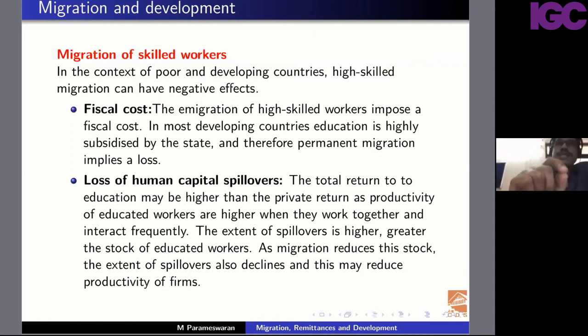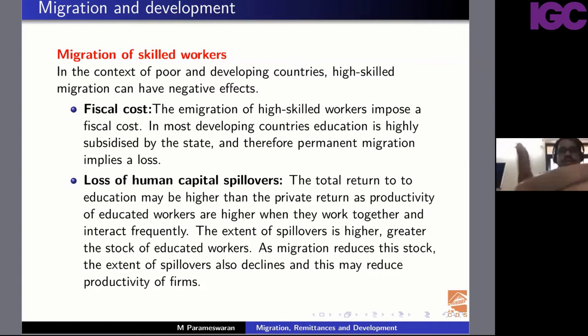Second thing is that if specially trained people are moving out, it may reduce the ability to supply some of the very technical services in the countries of origin. For example, you may need a very specialized trained person for performing a particular task that may be a part of a larger task. If we don't have qualified persons, then that entire task will not be able to be performed. So that is the problem with the issues related to human capital spillovers.